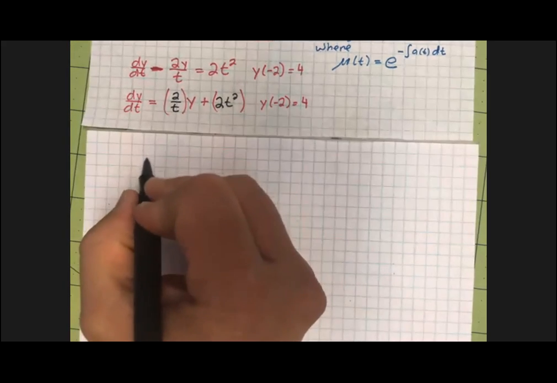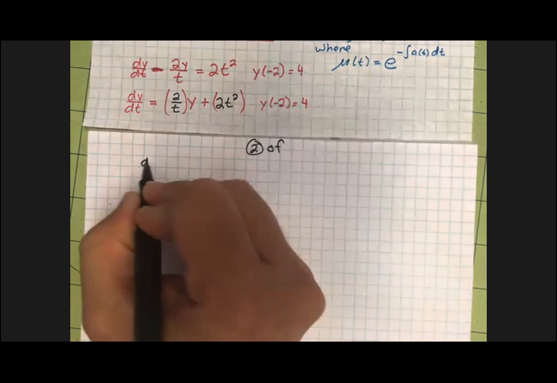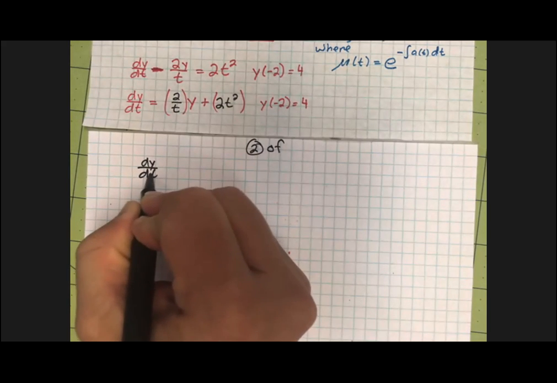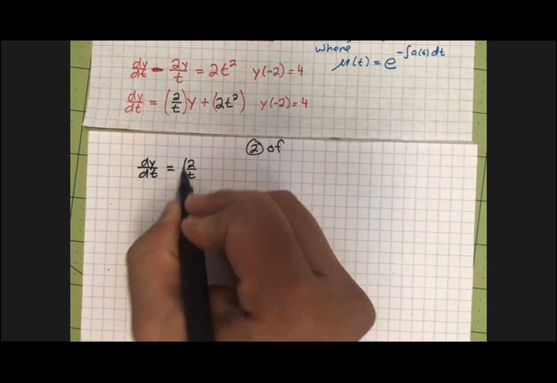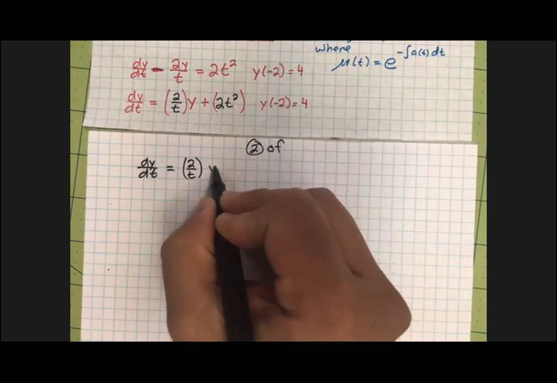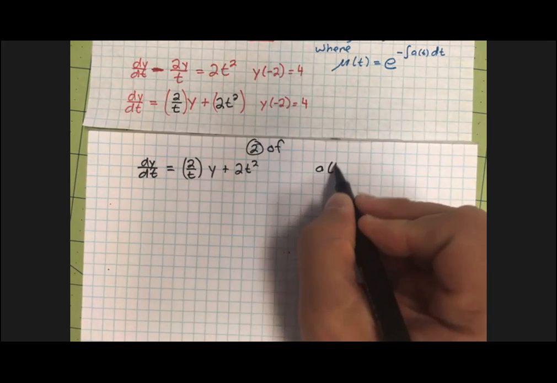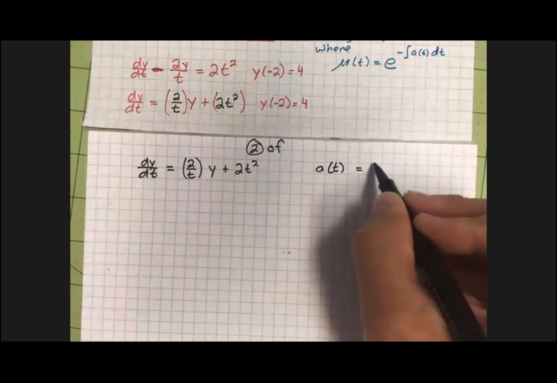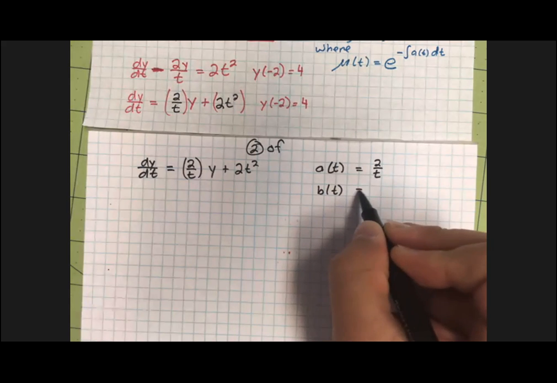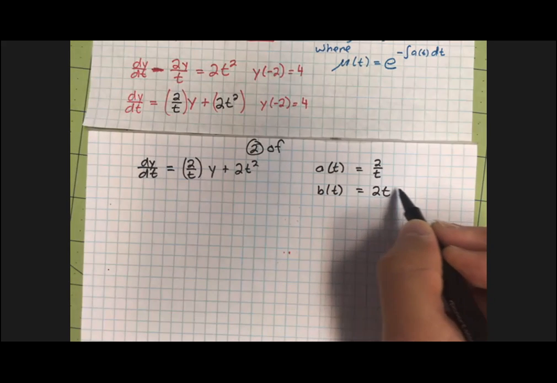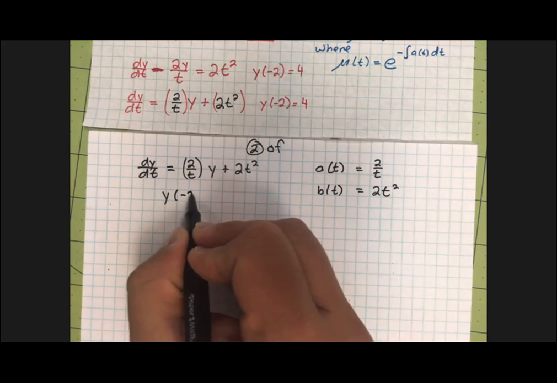So I can move on to another piece of paper. First of all, I just number these papers because remember, I post all the papers from the class sessions as we go along. Let's write 2 over T, Y plus 2T squared. So if you want to be even more specific, I just write it on the side. A of T is 2 over T. B of T is 2T squared. Kind of like you write down A, B, and C for the quadratic formula sometimes. Well, at least when you were learning to execute it.